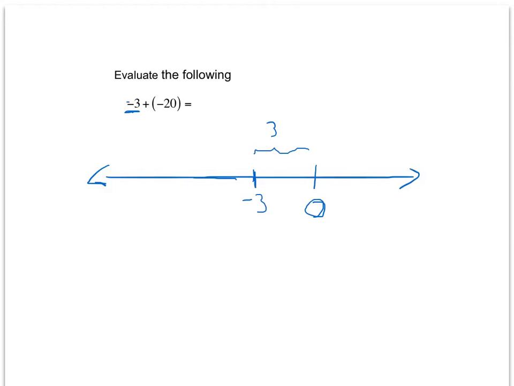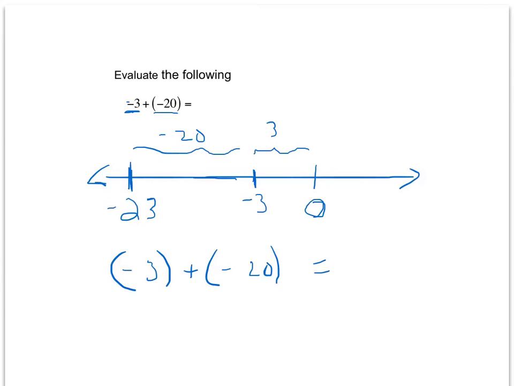Then the next thing I'm going to do is add this -20. Starting at -3, I'm going to add -20. So I'm going to go 20 units to the left because that is a negative number, so I'm going in the negative direction. And if that is -20, then we should be at -23. So -3 plus -20 equals -23. Two negative numbers added together just give you a larger negative number.